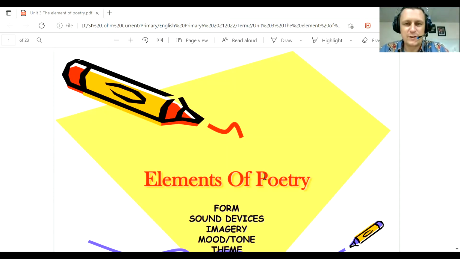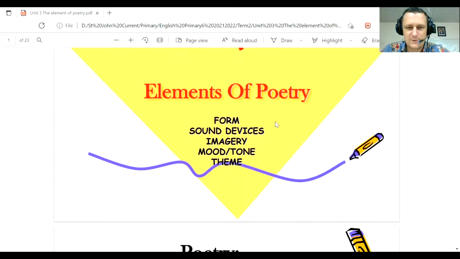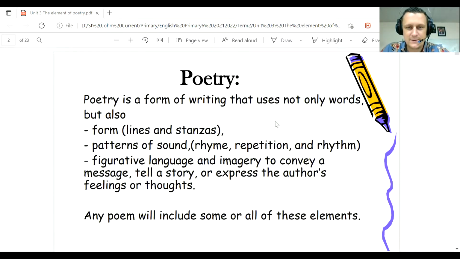Good afternoon, students, and welcome to another SOS tutorial, this time about poetry, elements of poetry. Okay, so I'll try to make it easier for you. So today we're talking about elements of poetry: form, sound devices, imagery, mood, tone, and theme.